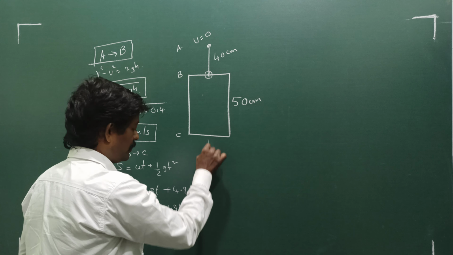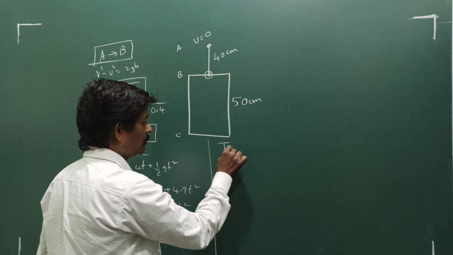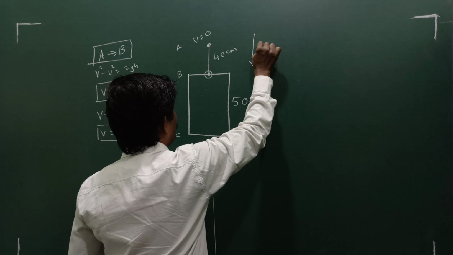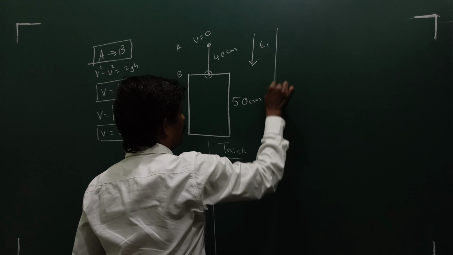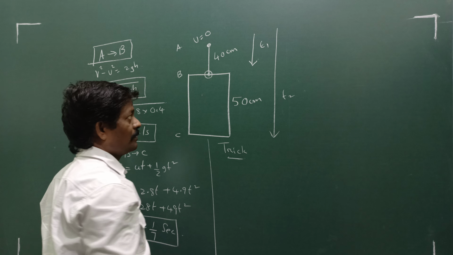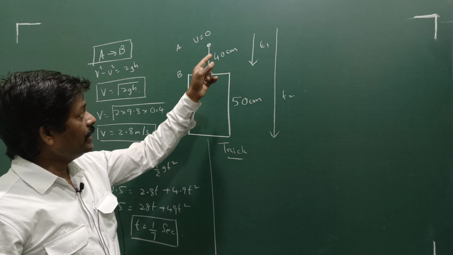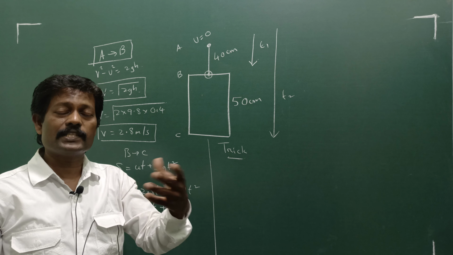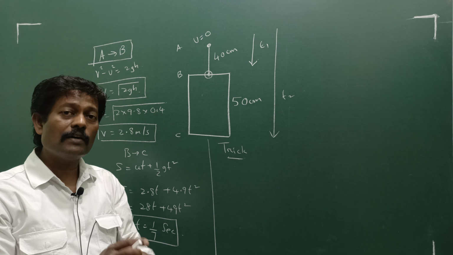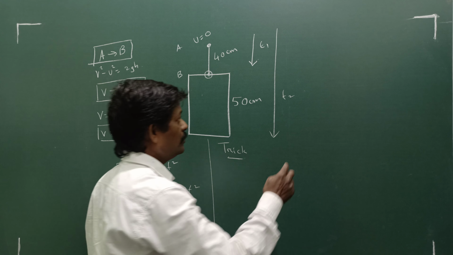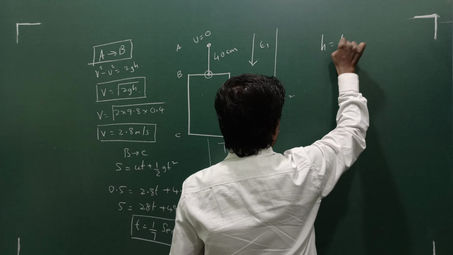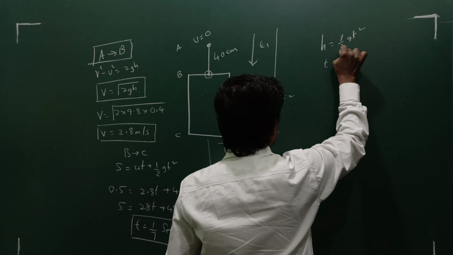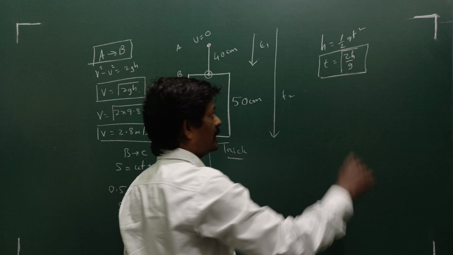Now here is a trick for you. A small trick. I am going to take the time from A to B as t1 and the time from A to C as t2. Why have I taken so? From A to B u is 0. From A to C also u is 0. When u is 0, there is an advantage, so that I can use S equal to half gt square directly. U is 0. So when I use h equal to half gt square, t is root of 2h by g. So I got the time formula directly.